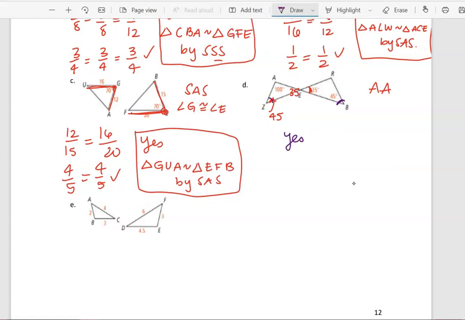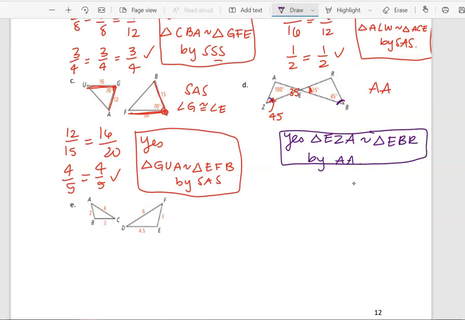So we could say yes. Triangle E, I'll go to the 45ZA, is similar to triangle EBR by AAA. That sentence is really important. Good job, guys. One last one to look at.